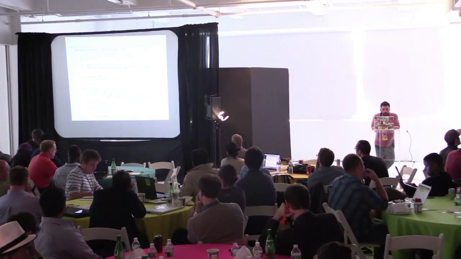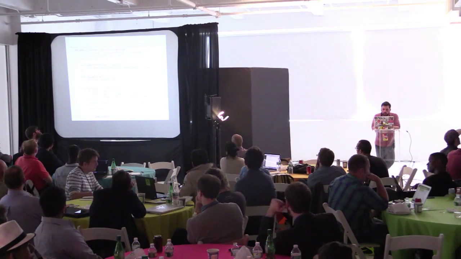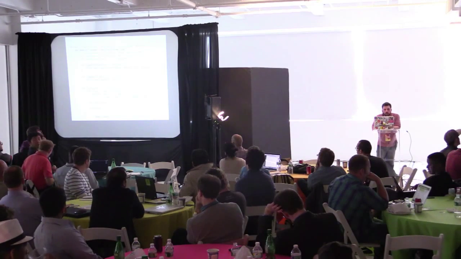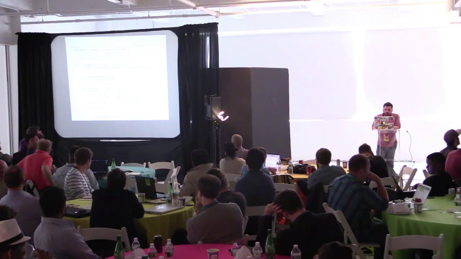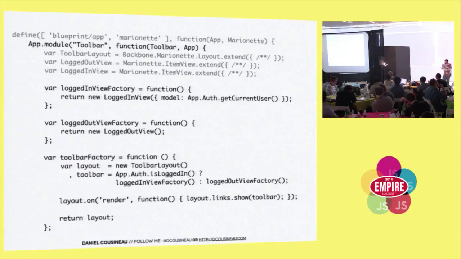We want to build ourselves a toolbar. So we declare ourselves another module, and we build ourselves a toolbar. One of the things we found whenever we were building Blueprint Registry is doing things in terms of factories and thinking in terms of factories for building the UI. So we have the toolbar layout, and then we have two different views for the toolbar.